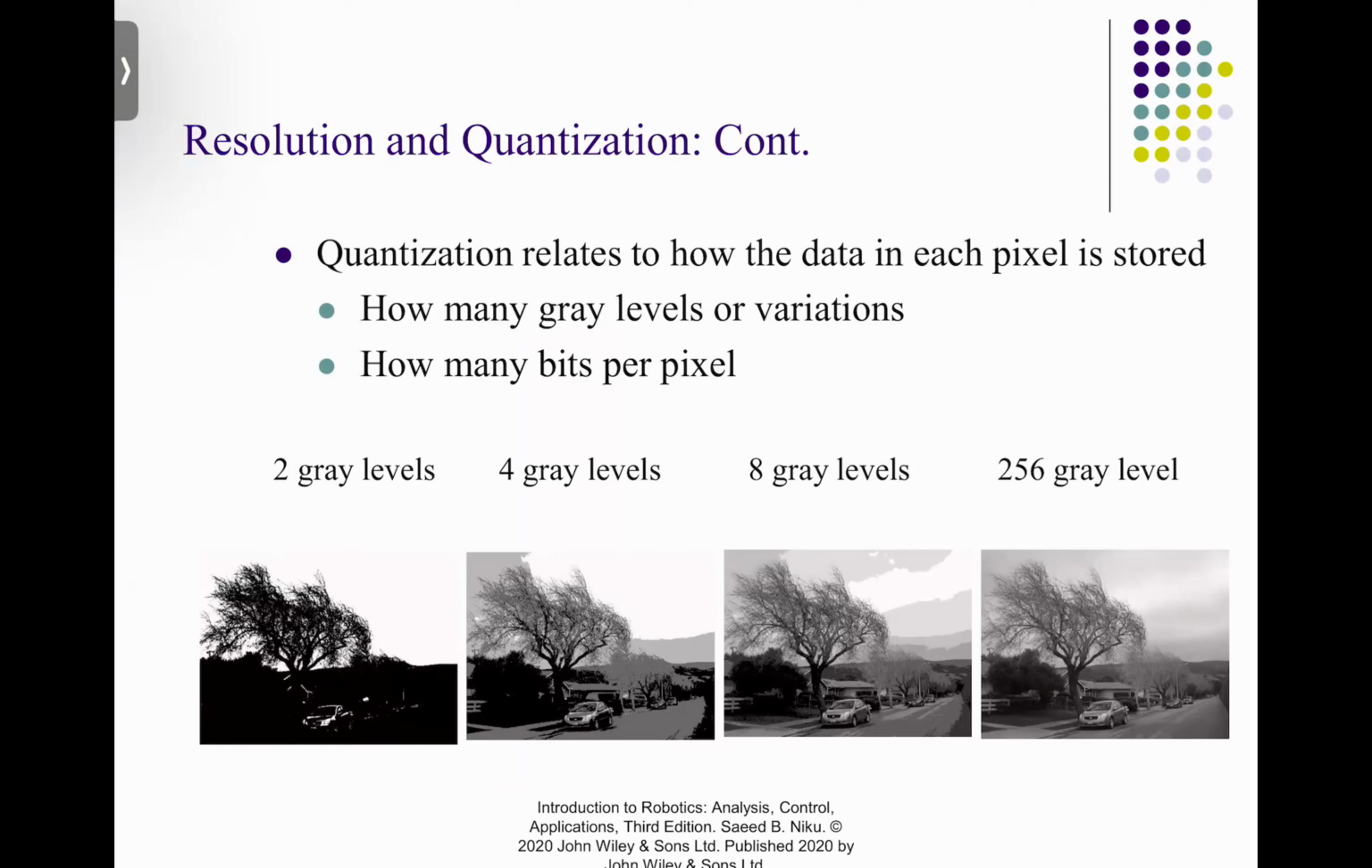So the first one is 1 bit, 2 to the power 1. Second is 2 to the power 2. Third is 2 to the power 3. And then you have 2 to the power 8, which is 256. So think about it like you have a palette and you have 256 shades available. So you can actually represent that picture much better.